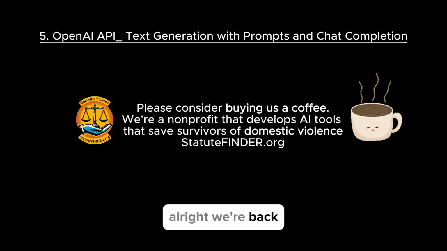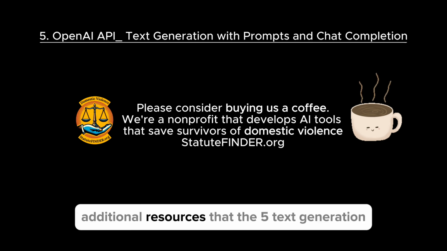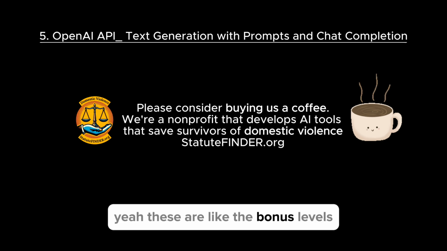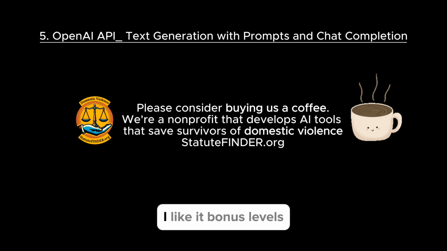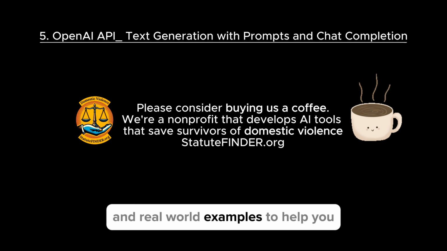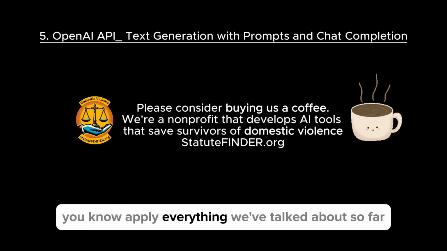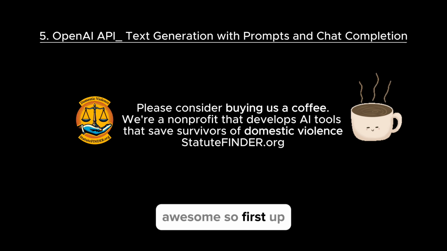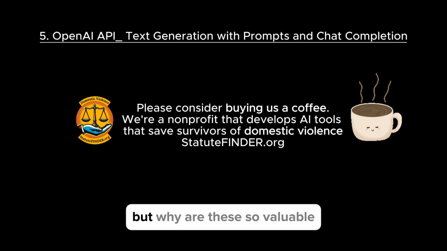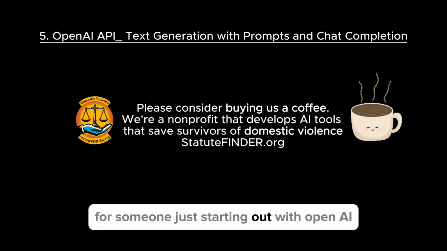All right, we're back and ready to dig into these additional resources that the text generation OpenAI API doc pointed us towards. Yeah, these are like the bonus levels in your OpenAI adventure. I like it. Bonus levels. They offer some really practical guidance and real-world examples to help you apply everything we've talked about so far. Awesome. So first up, we've got prompt examples. Seems pretty straightforward, but why are these so valuable for someone just starting out with OpenAI?